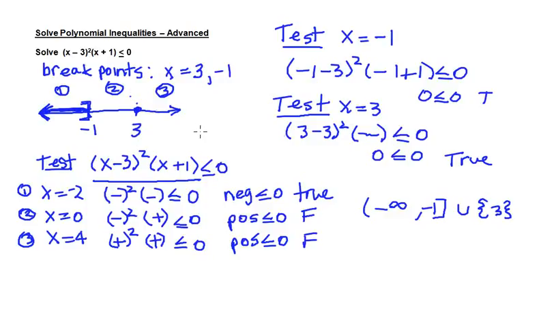So in general, there are all kinds of weird and wacky things that can happen when you introduce an exponent on one of the factors, especially if that exponent is even.